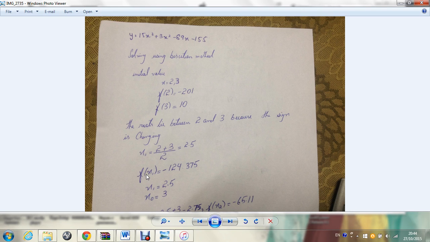Now f of x1, which was the third value, 2.5. If we put 2.5 in this equation, we will get minus 24.375. Now this value is negative, and the value which we got from f of x0 is 10. So we will take the root between 2.5 and 3, because the root will lie between a positive value and a negative value, that is 10 and minus 24.375. Now we move to the next step.